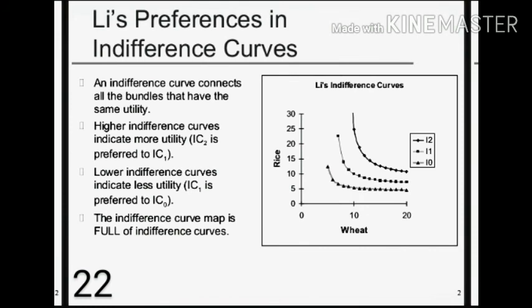Preferences in indifference curves. An indifference curve connects all the bundles that have the same utility. Higher indifference curves indicate more utility. Lower indifference curves indicate less utility. The indifference curve map is full of indifference curves.